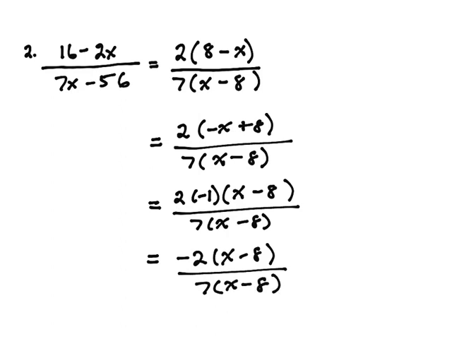Now we can cancel the x minus 8s. And then you're just left with minus 2 over 7. And that would be your final answer for that one. So this was a good problem because you not only had to factor out the GCFs, but you had to rearrange one of the binomials again in the numerator. So let's go ahead and do another one.